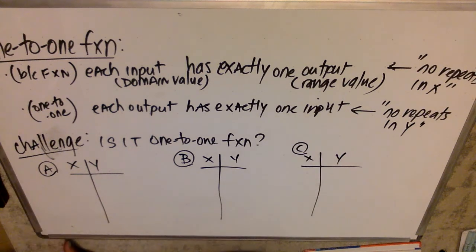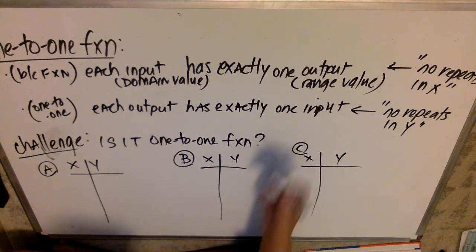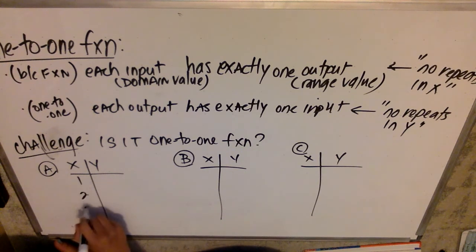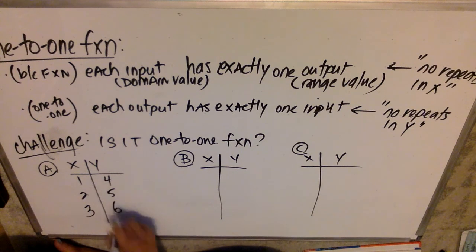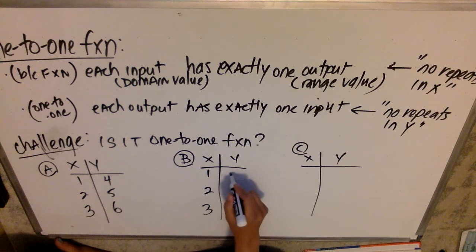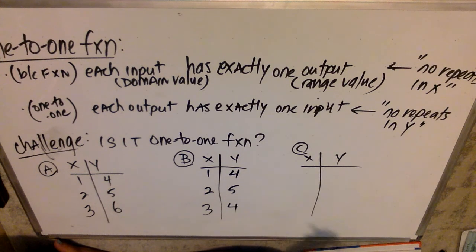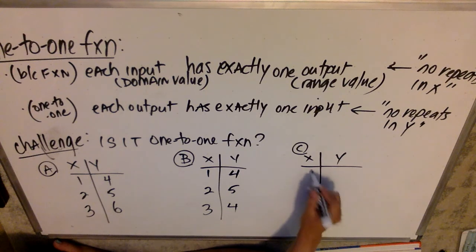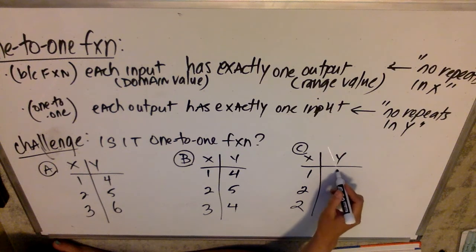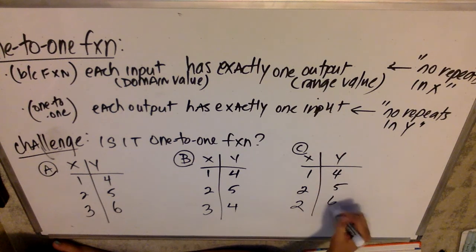So let's walk through this. So we basically have three options, right? We could have a function, we could have a relation, which is the most generic version where it's neither of the other two, it's not a function, or you could have a one-to-one function. So 1, 2, 3, 4, 5, 6. I'm the most creative person on the planet. 1, 2, 3, 4, 5, 4, and 1, 2, 2, 4, 5, 6. Great, I'm super creative.